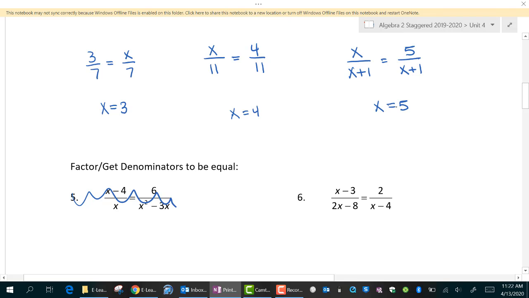Now, in all three of these examples, the reason they were so easy is because our denominators were the same. So that's going to be our goal for today, to make those denominators the same. And in order to do so, we're going to rely a lot on factoring. So for example, if you look at the problem labeled number 6 here, I have x minus 3 divided by 2x minus 8 equals 2 divided by x minus 4. Our first step is to factor the denominators.